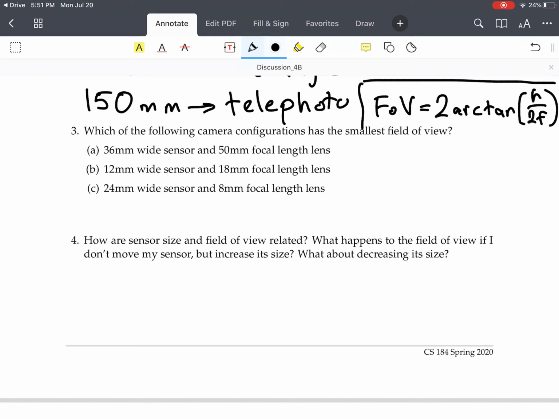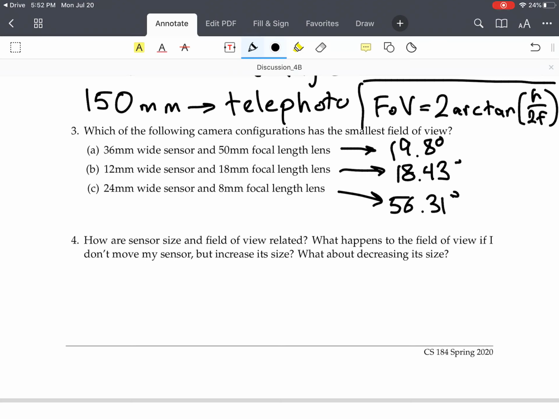So what we can do now is just plug this in. Each one of these we have h and f given to us, so we just plug it in and get the answers. Feel free to do that math on your own. I'm just going to put the numbers out here. So A, if we plug this in, has a field of view of 19.8 degrees. If we plug it in for B, we're going to get 18.43 degrees. And if we plug it in for C, we're going to get 56.31 degrees. So clearly, C has the biggest and B has the smallest.